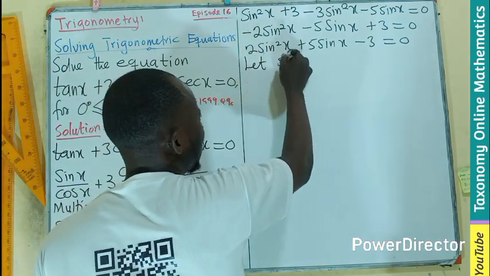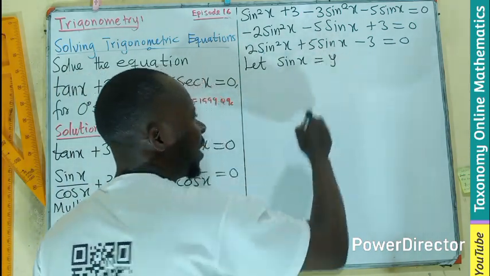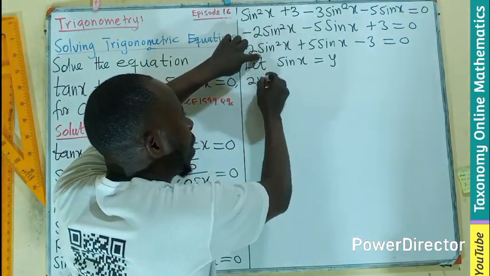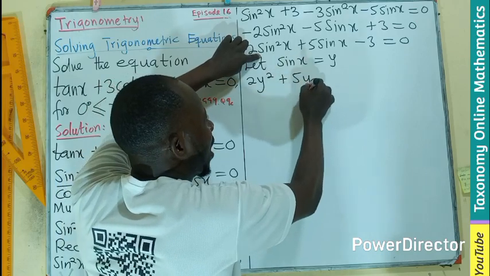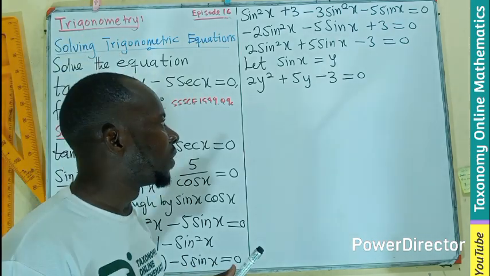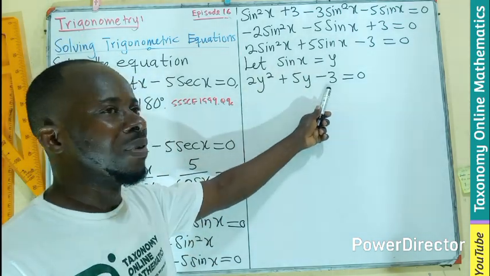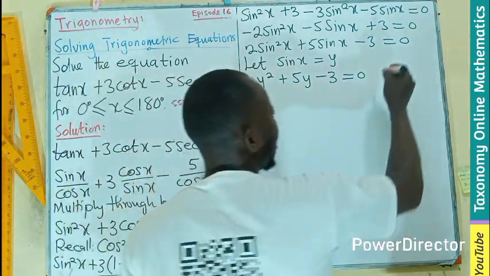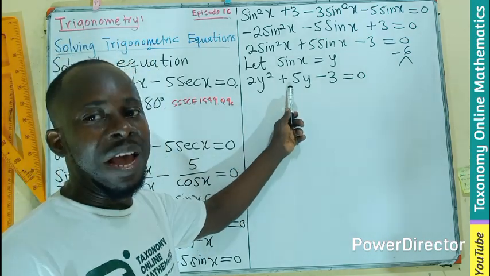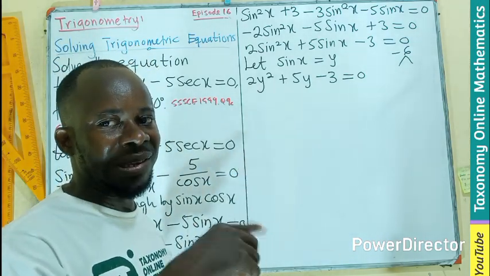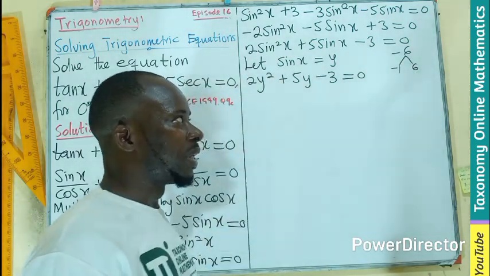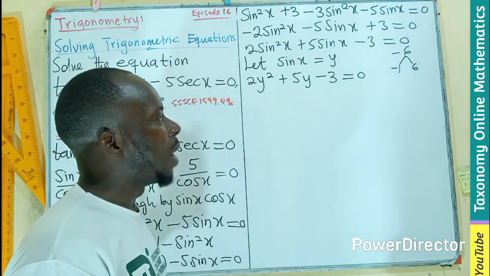So we let sine x be equal to a different variable. Meaning, remember the whole of this is a square. So 2y squared plus 5y minus 3 equals 0. That is what we have as our equation. So this 2 times this is going to be minus 6. Then we find the factors of minus 6 which, when we add, give positive 5. That means the bigger factor must carry the positive sign and the smaller one the negative sign. So if I have negative 1 and 6, by multiplication, I get minus 6. By addition, I will get 5.